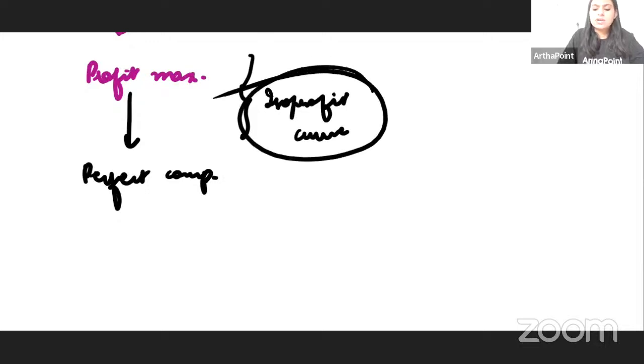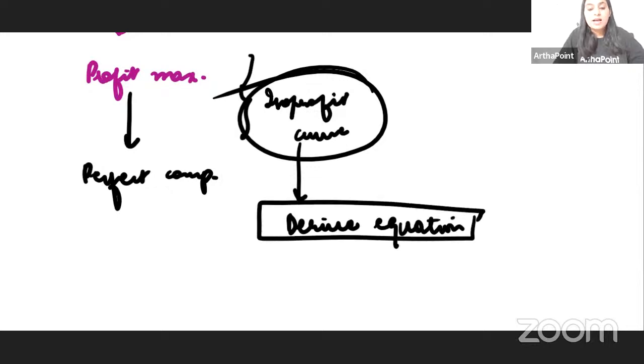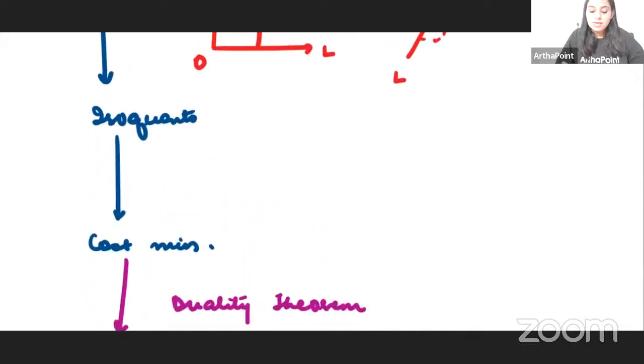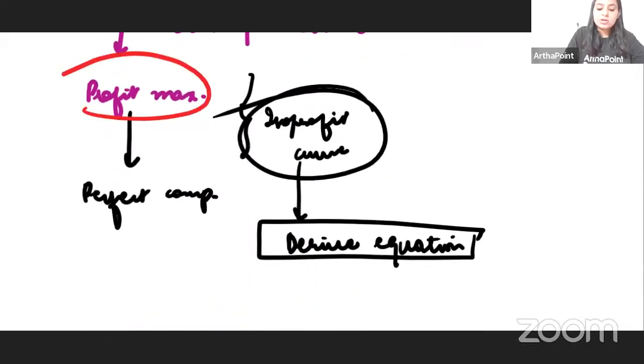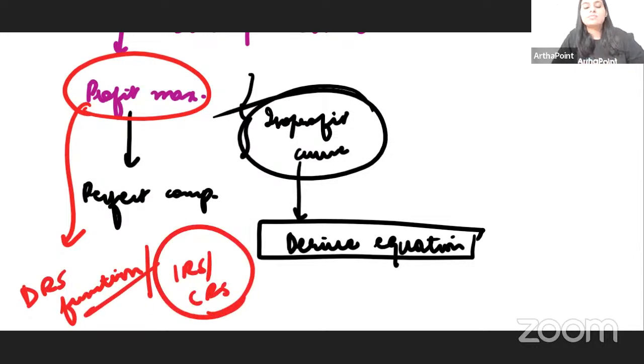Rarely done in college, but a very, very important topic. It comes in the exam, but I've heard from many students that it is not discussed properly. So we'll actually derive its equation also. I'll do that, don't worry. We'll talk about the most important thing: why this profit maximization can only be done for a decreasing returns to scale function and not for IRS or CRS.